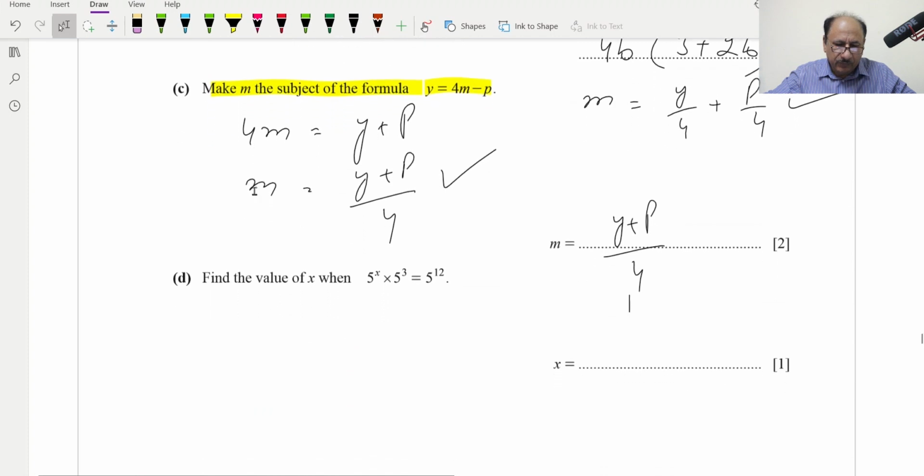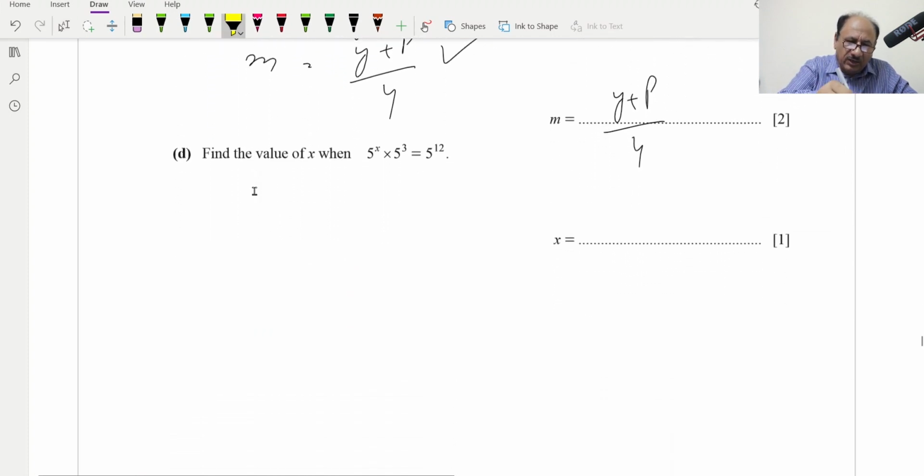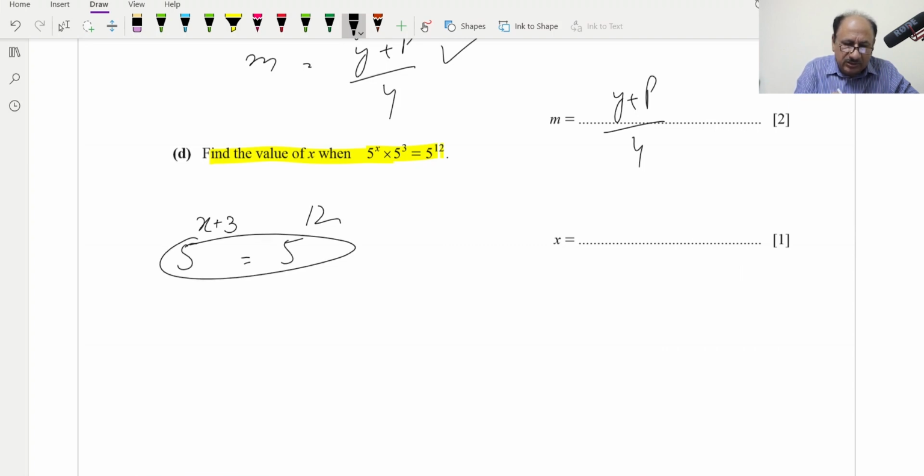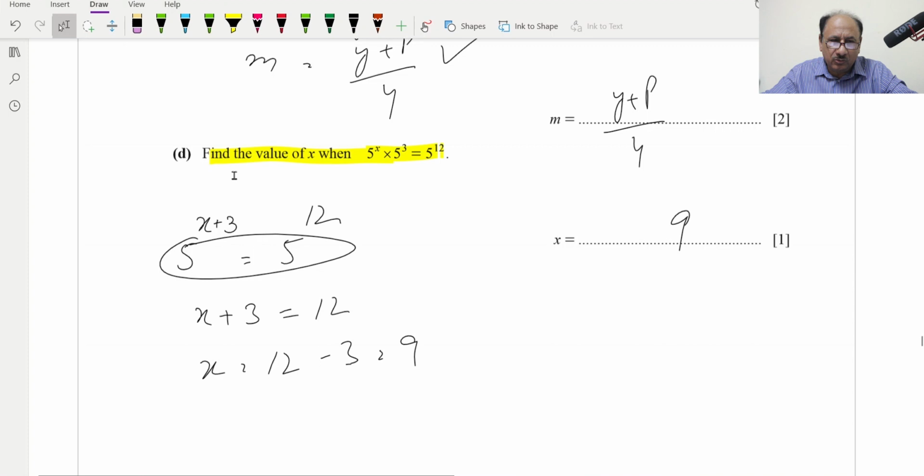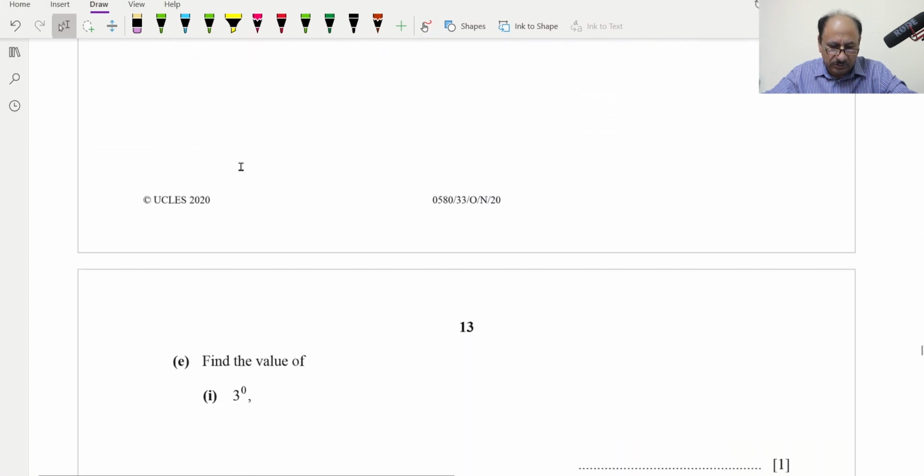Hopefully you got this. Now the D part, find the value of x, and this equation is provided, so we can write this equation as 5 into 5. Bases are the same, so powers can be added, so x plus 3 is equal to 5 raised to power 12. Bases are the same, so we can leave the bases and equalize the powers. So x plus 3 is equal to 12, x is equal to 12 minus 3, which is equal to 9, so we can write the answer as 9. Hopefully you understood this question also.